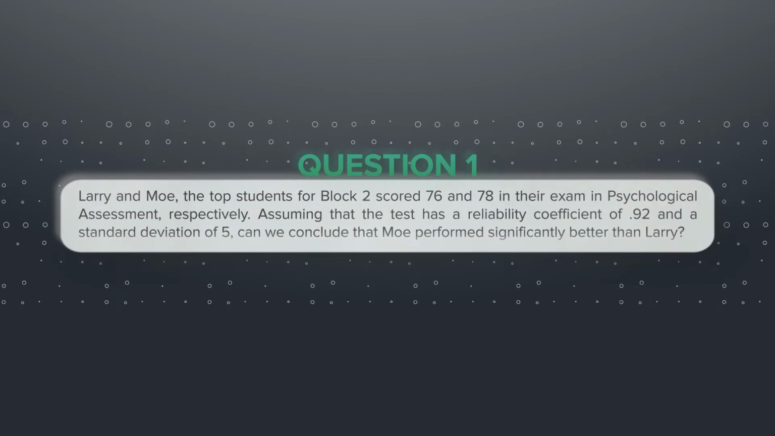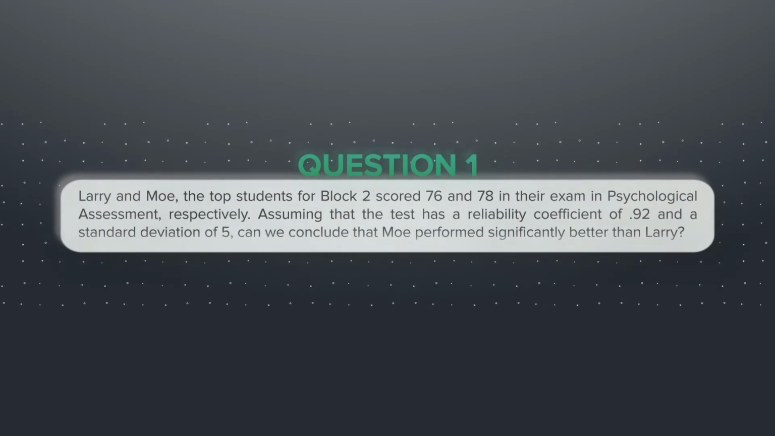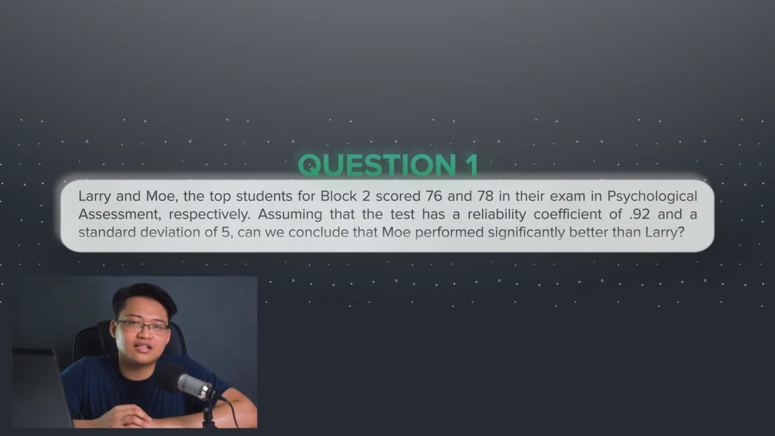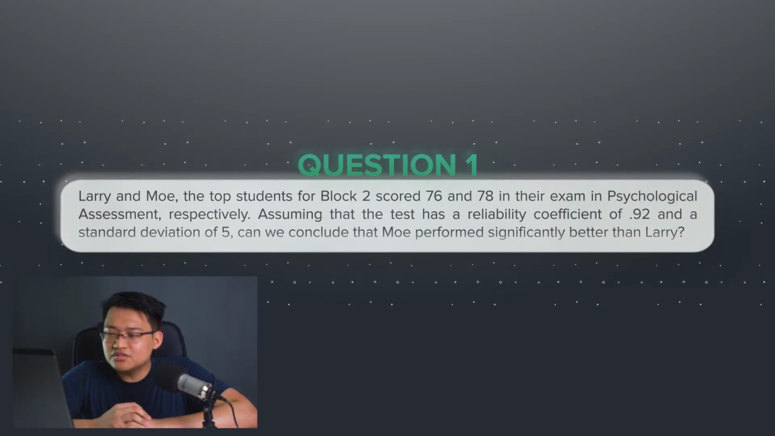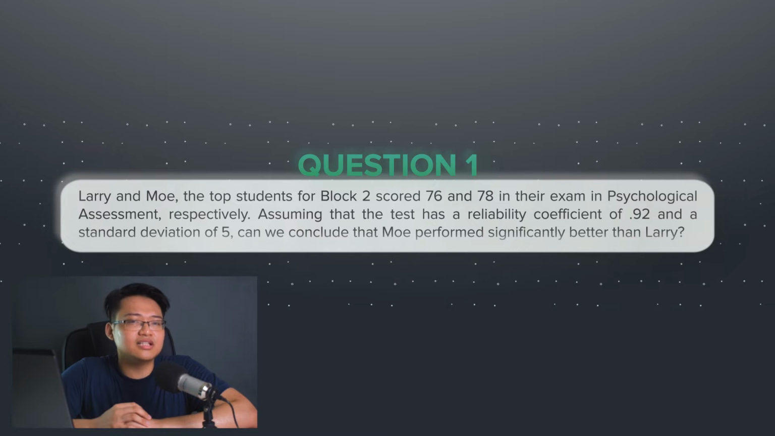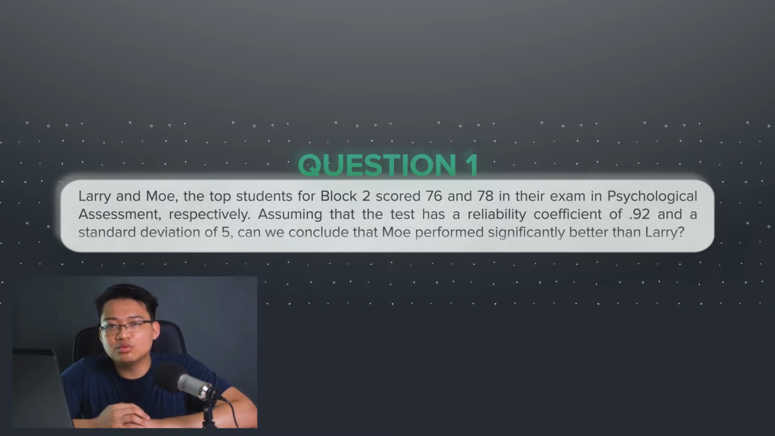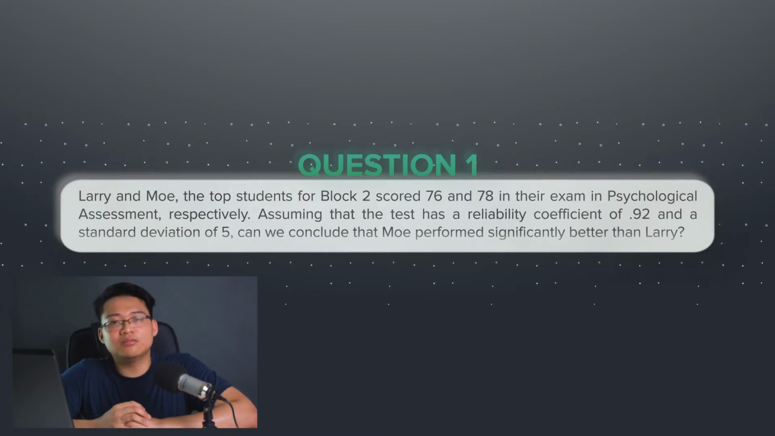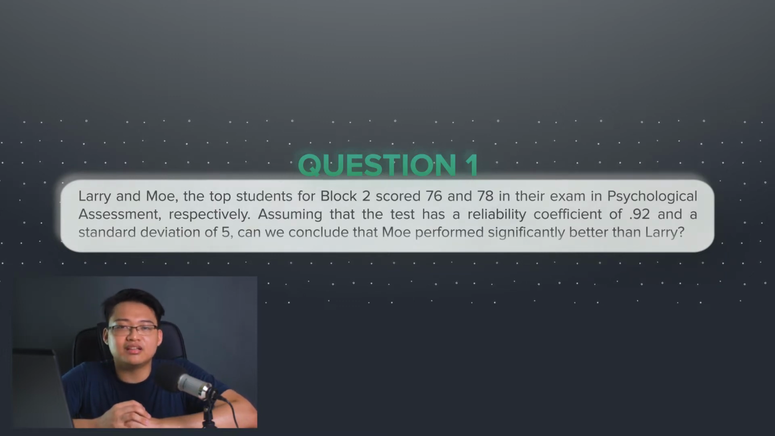Larry and Mo, the top students for Block 2, scored 76 and 78 in their exam in psychological assessment, respectively. Assuming that the test has a reliability coefficient of 0.92 and a standard deviation of 5, can we conclude that Mo performed significantly better than Larry?